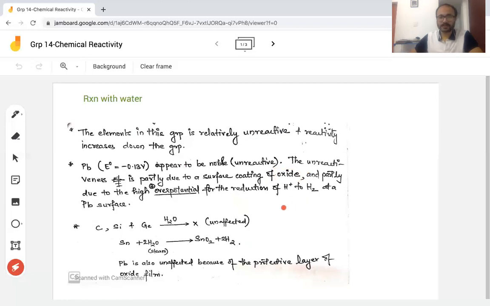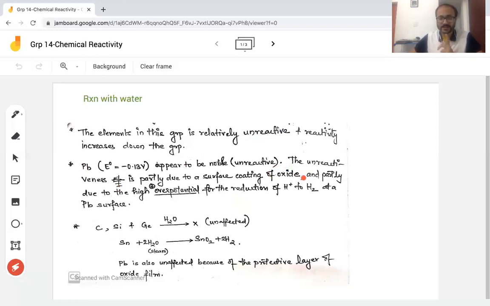So what happens if you react lead with water? As soon as this lead metal comes in contact with water, it forms a lead oxide layer over it. So that prevents further reaction from happening.